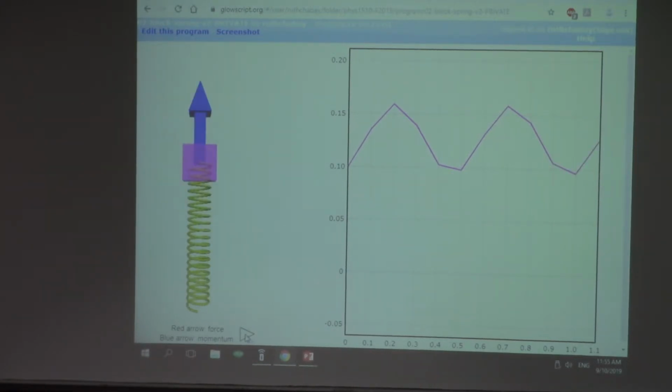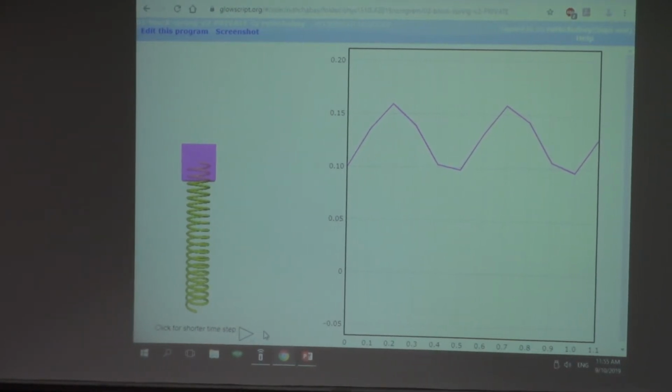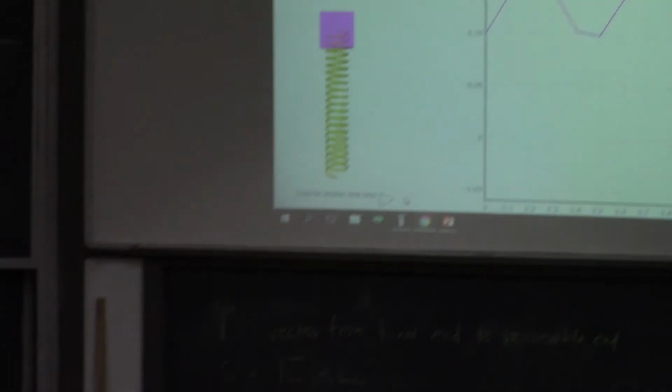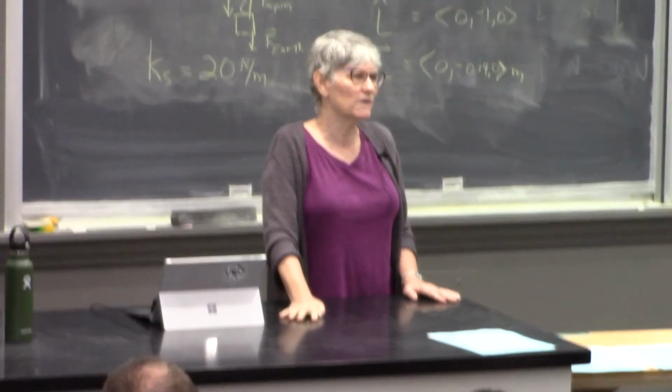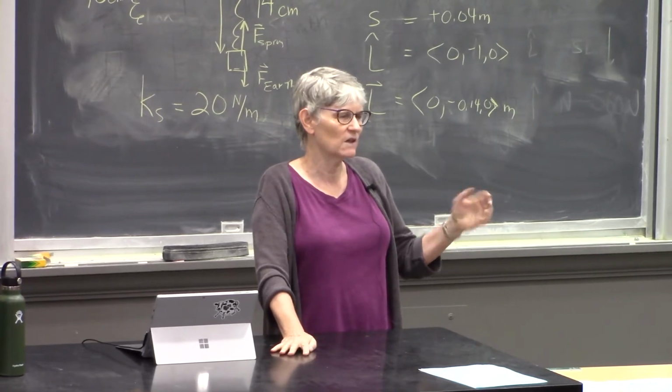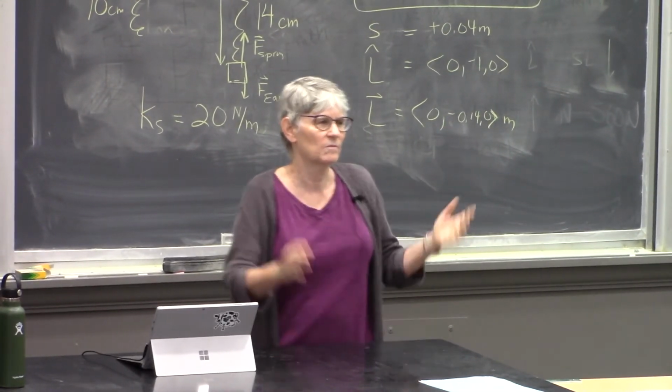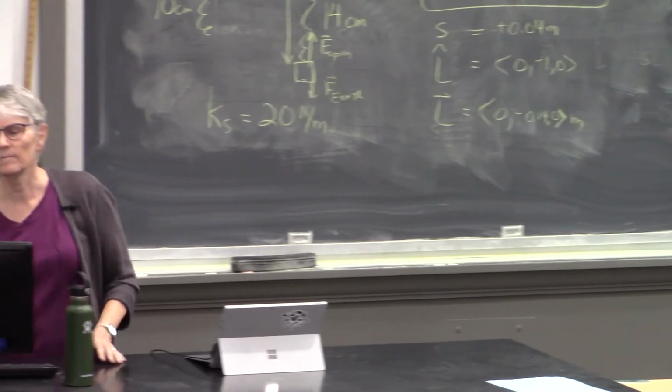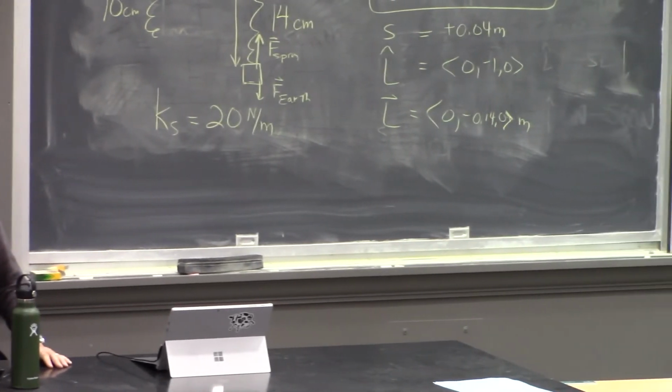Okay, and so we get something that looks like an oscillation, right? Now that doesn't look like a particularly good graph because the spring doesn't do that. But we took kind of a big time step, so let's see what happens if we make the time step much smaller.